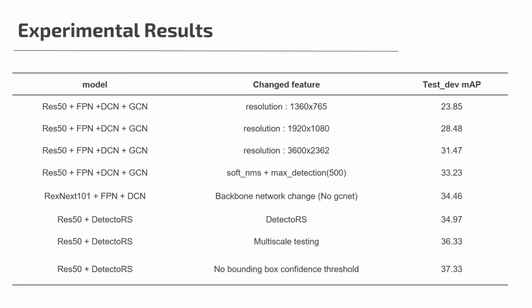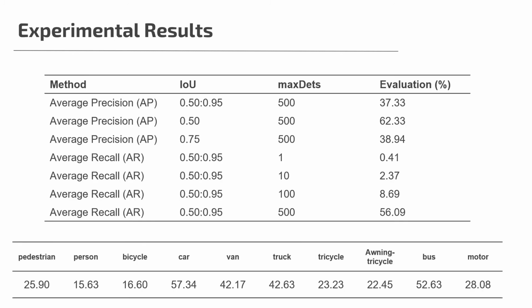To improve detection performance, we tried to test various models. As a result, we found the image resolution is very important to improve detection. And soft NMS and max detection change improve detection performance by about 2%. In addition, DetectoRS, which is a state-of-the-art algorithm, improves the object detection performance with multi-scale testing. So as a result, finally we get 37.33% in the test dev dataset. The final experiment result is like that.